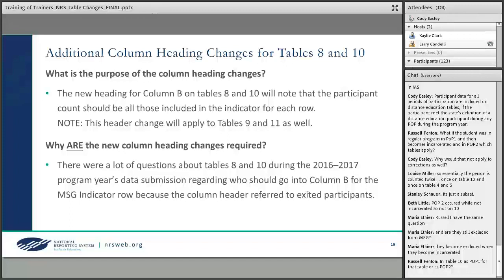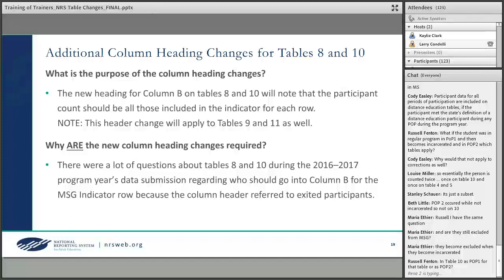So Alan told you just to count them even if they got out and came back in. Correct. Because that was the guidance for distance education in the LEAP training. That same guidance for distance education was given for family literacy and correctional as well.